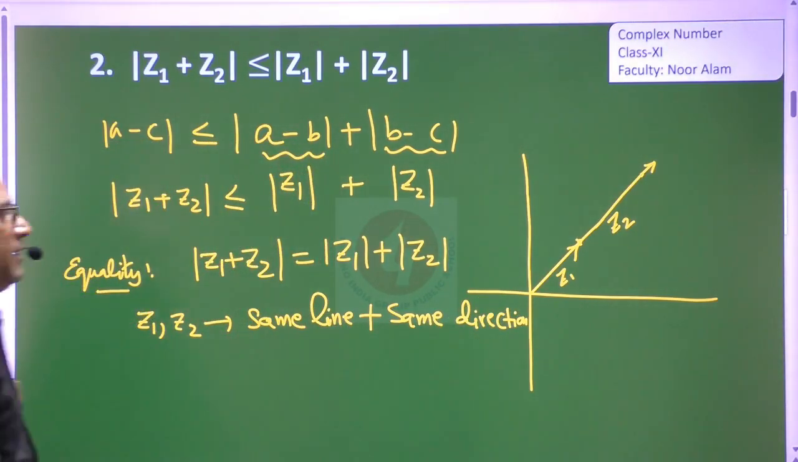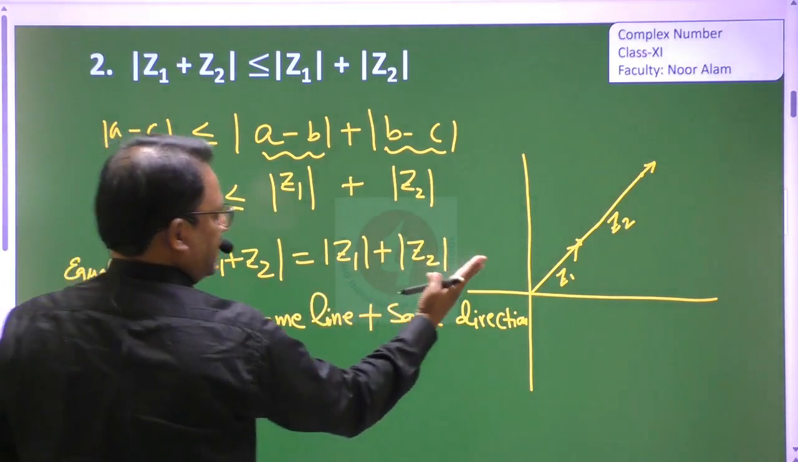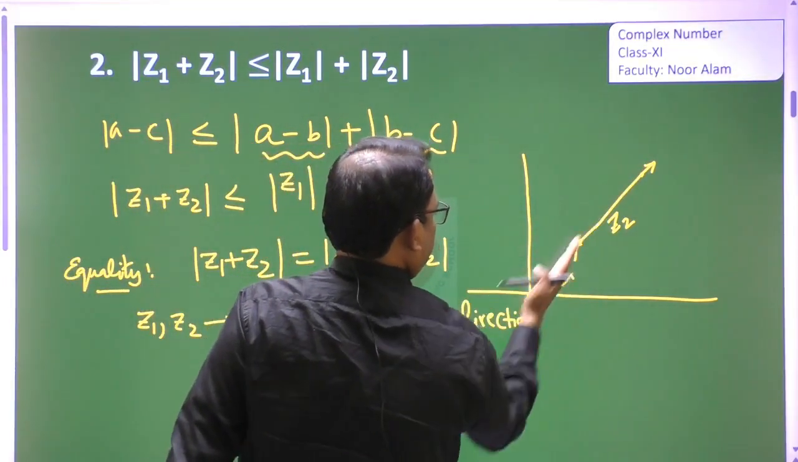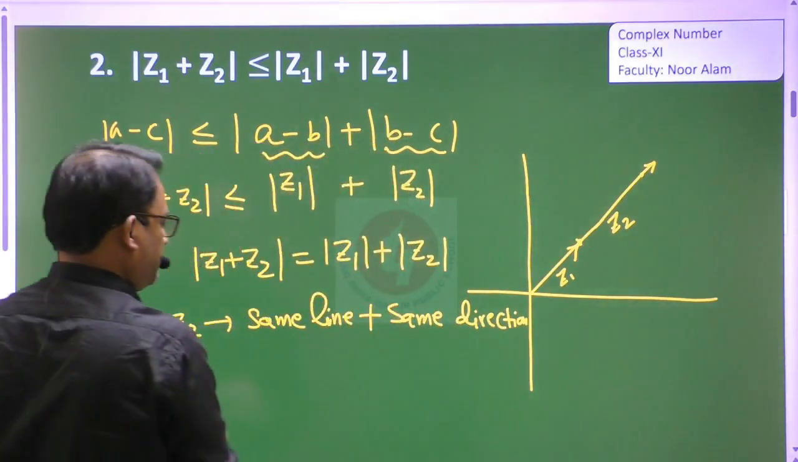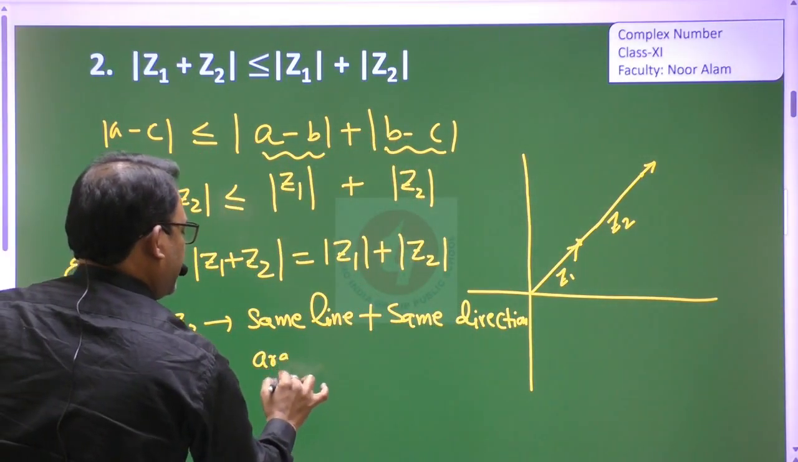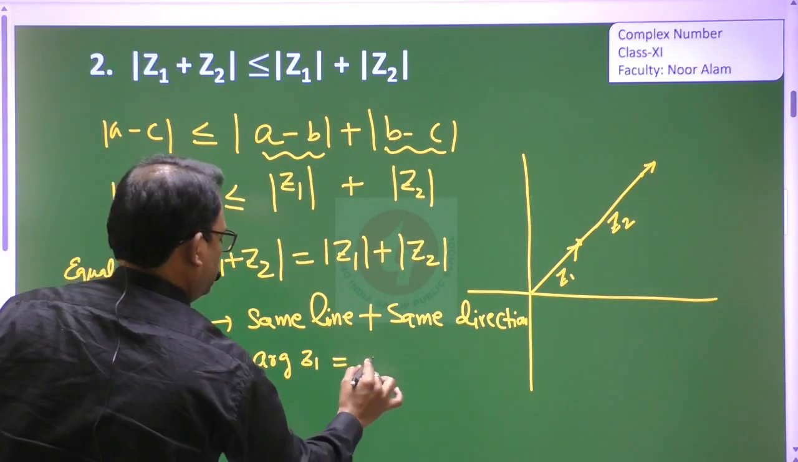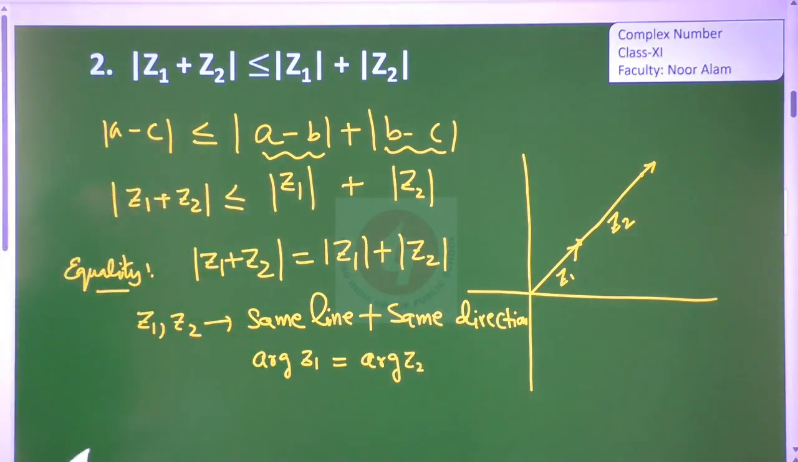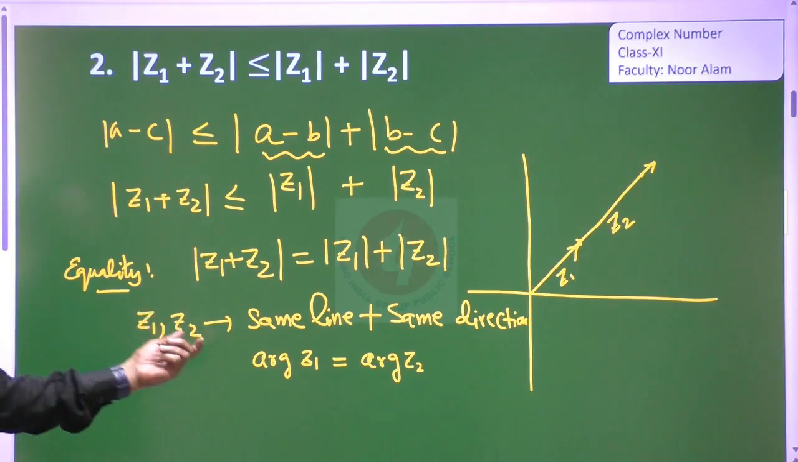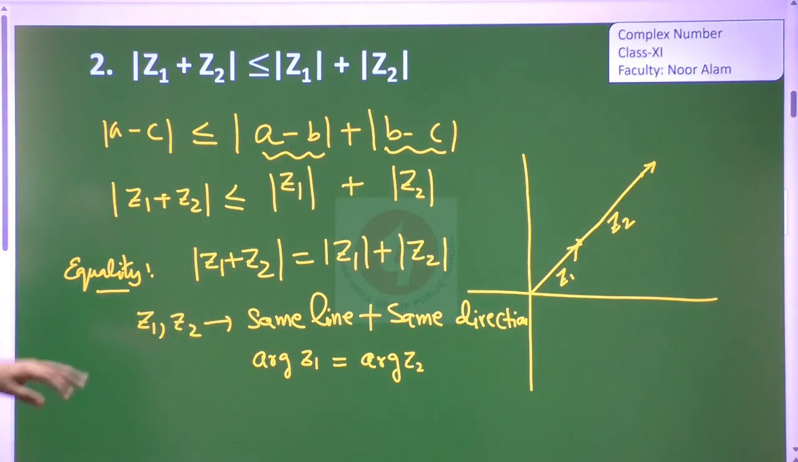And in this case also you notice that since both the complex numbers have the same direction and their lines of support are the same, you can also say that the argument of z1 is equal to the argument of z2. In the next class we will teach you what the argument is. This is the angle made by the complex number with the positive direction of the x-axis.